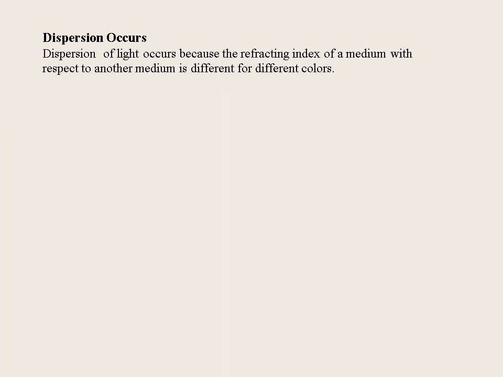Why does dispersion occur? Dispersion of light occurs because the refractive index of a medium with respect to another medium is different for different colors. Red color deviates or bends the least, whereas violet deviates the most. This is why red forms the top band in the spectrum and violet forms the bottom band.